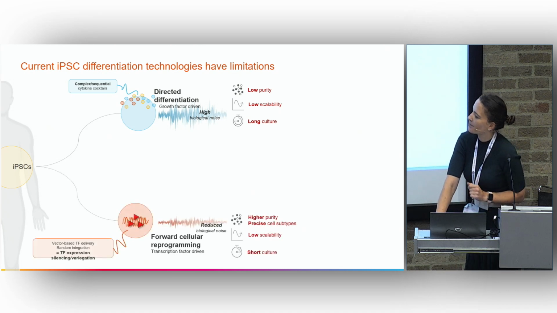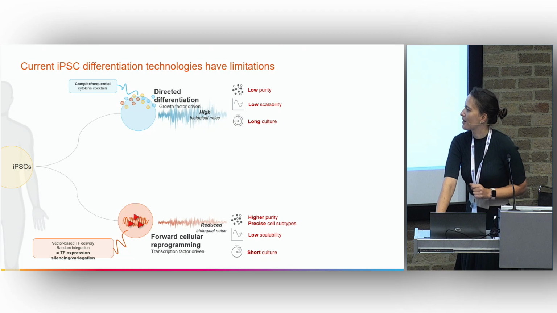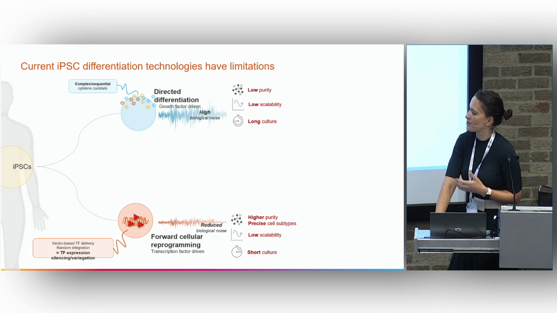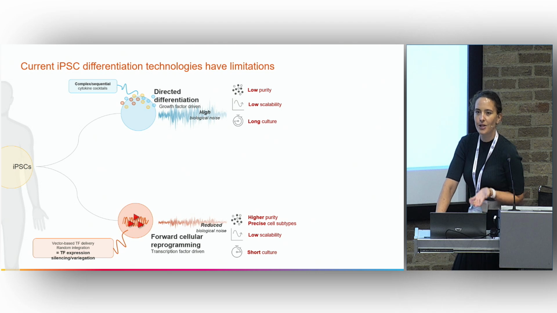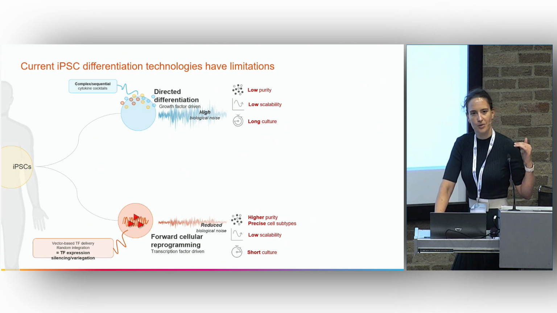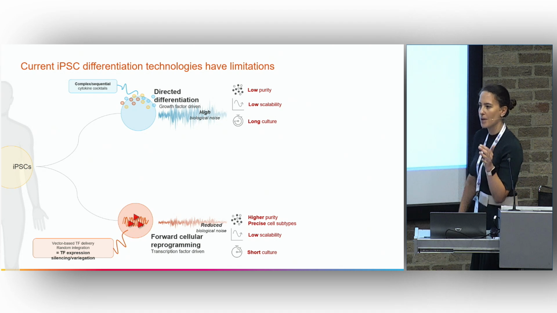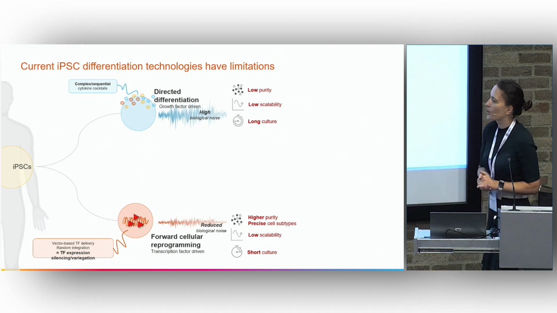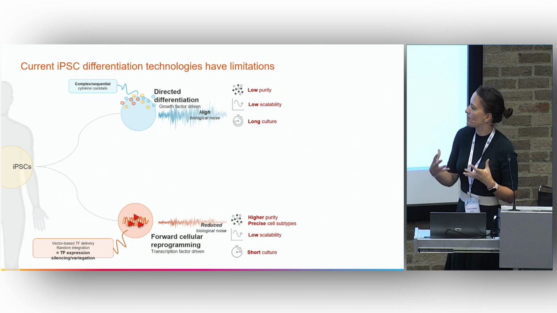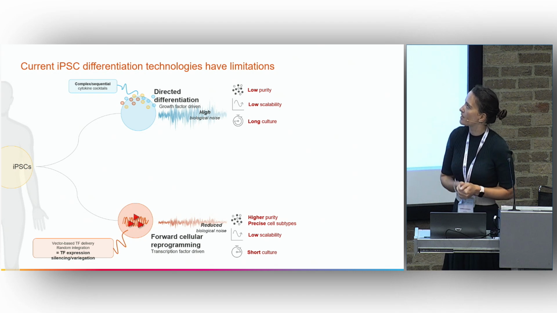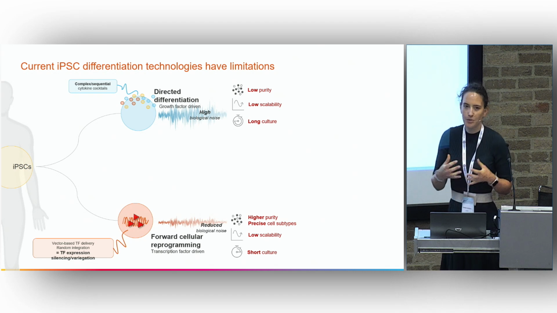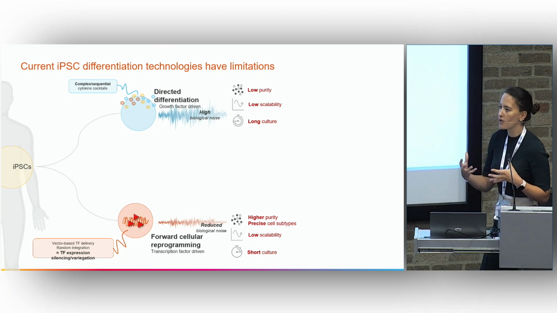There are other processes by which you can generate iPSC-derived cells, using something known as forward cellular reprogramming, where you take the code for the cell type that you're trying to make. We use transcription factors in this instance. You plug those transcription factors into the iPSCs and hope that they can drive that process from iPSC to mature cell type quicker and give you a more defined cell type in the end than you get with directed differentiation. So this helps with the purity because you're putting in the code for what you want to generate.